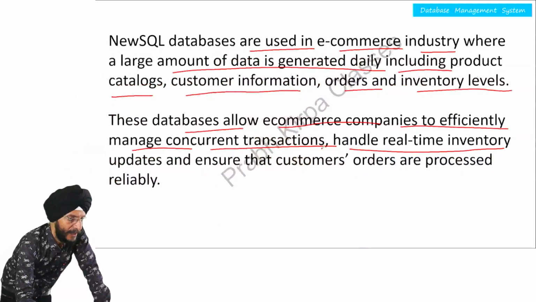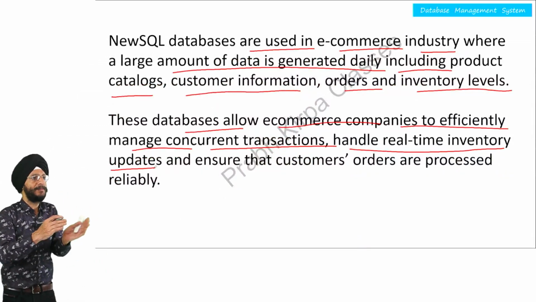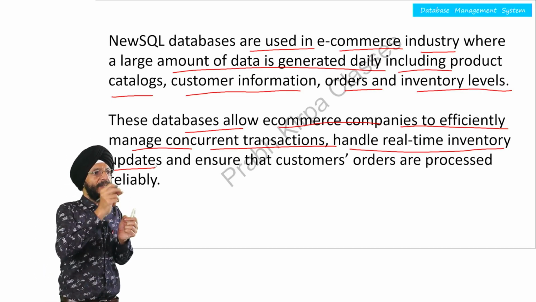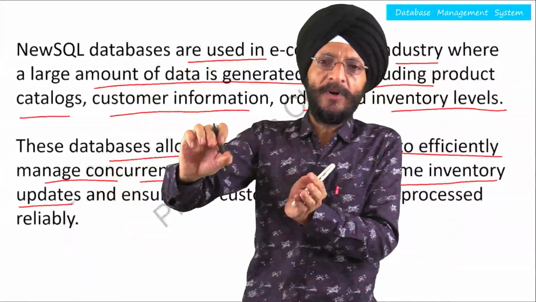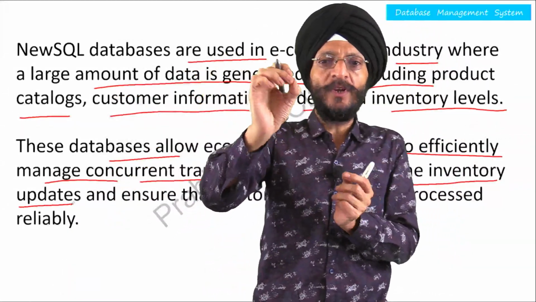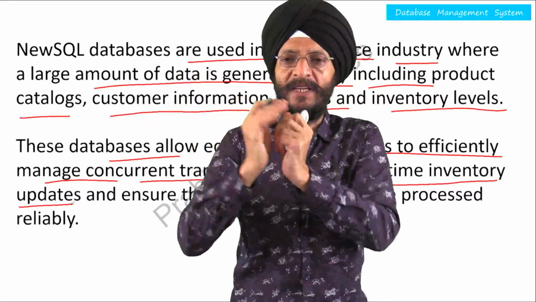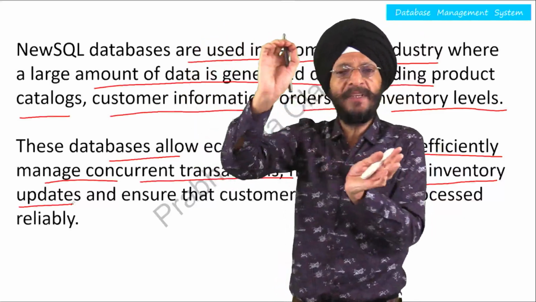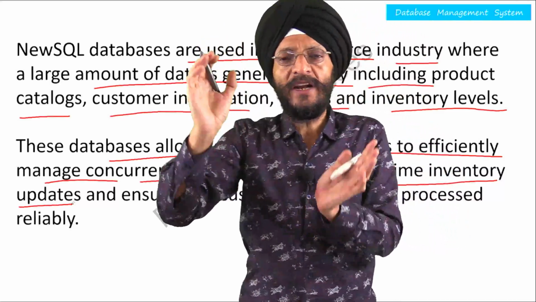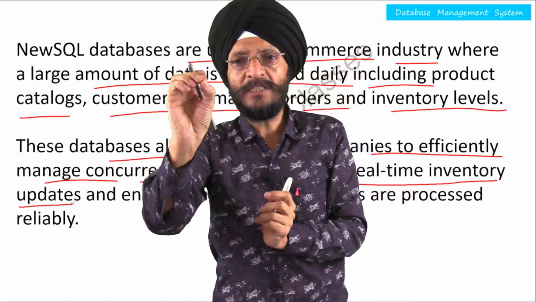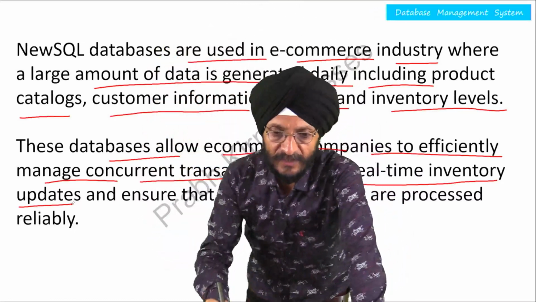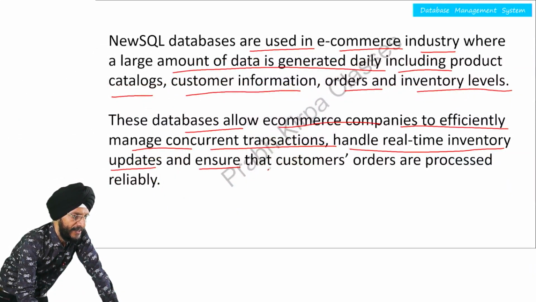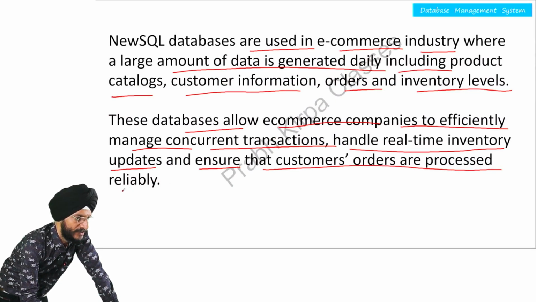Handle real-time inventory updates. Real-time inventory updates means when you purchase a particular product, suppose the website was showing 60 products as balance, and when you purchase two items of that product, the inventory system will immediately reduce the inventory, and the website will show that the product balance is 58. These databases handle real-time inventory updates and ensure that the customers' orders are processed reliably.